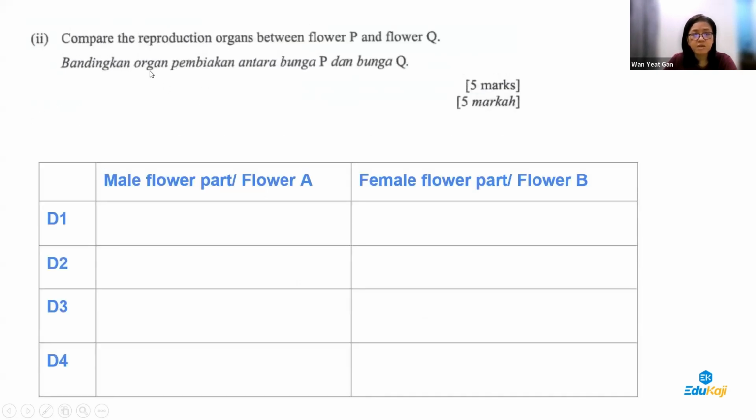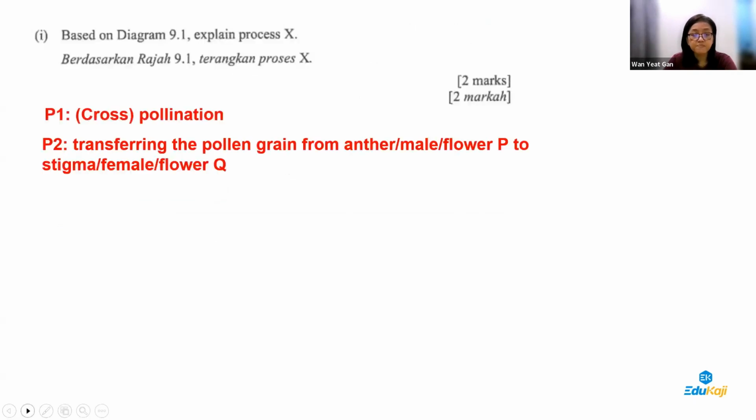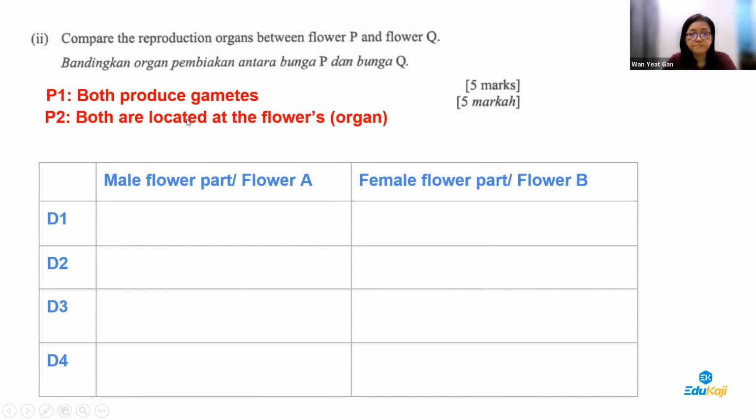Okay, compare the reproduction organ between flower P and flower Q. Okay, so let's move back again. So you see that flower P only has anther and filament, while flower Q has the stigma, style, ovary, and ovule. So one is a male flower, and the other one is a female flower part. So the differences and similarities, because the word is compare. Compare means you have to give similarities. Both produce gamete. Both are located at the flower's organ. Both undergo mitosis and meiosis.